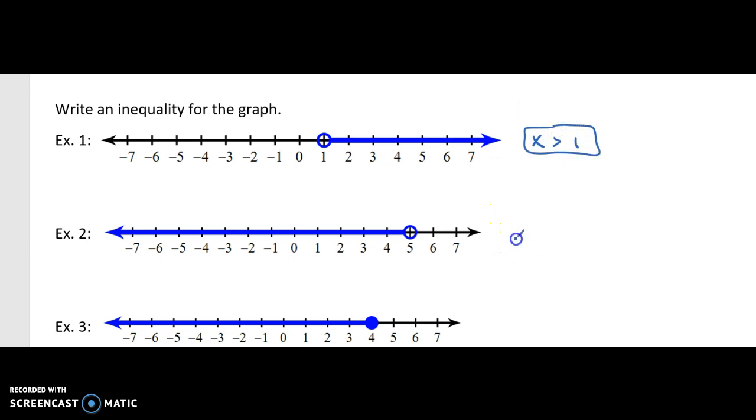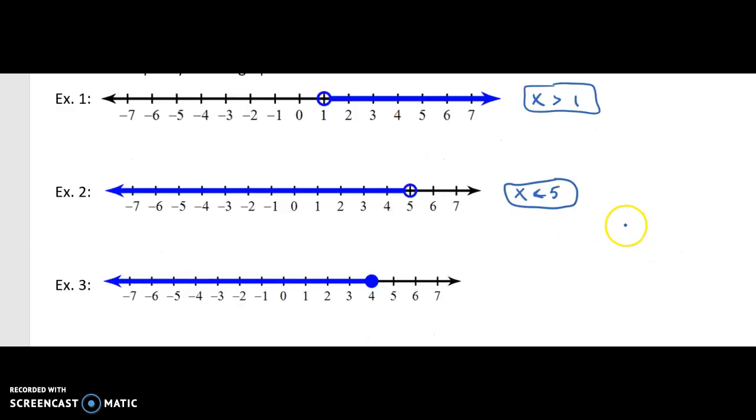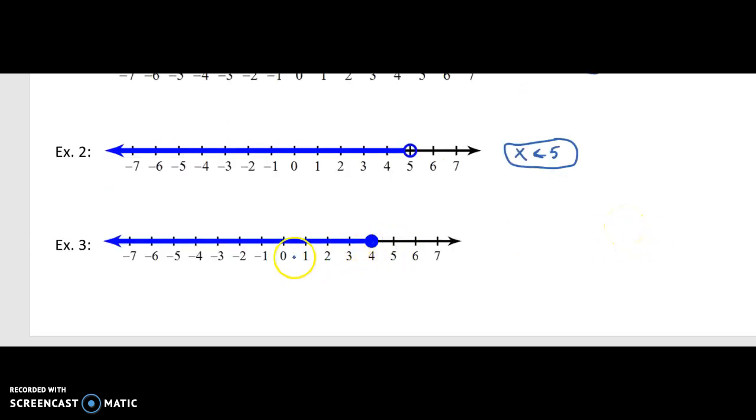Okay, the next one, x. Since we're to the left, we know all those values are smaller, so we're less than, right? We're not equal to because it's an open dot, so it's just less than. And then, what number are we less than? 5. And finally, here we have x. Since we're to the left, we're less than, right? And since it's a closed dot, we're also equal to. So it's less than or equal to what number? 4.